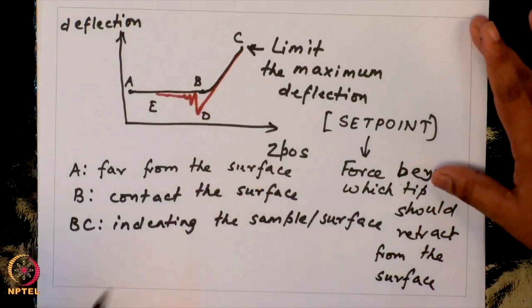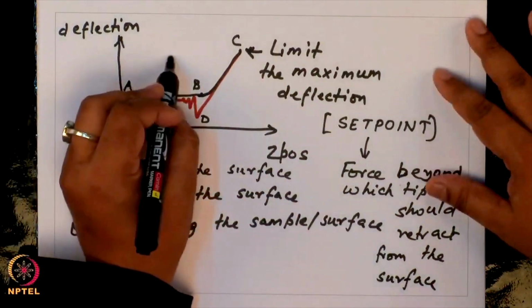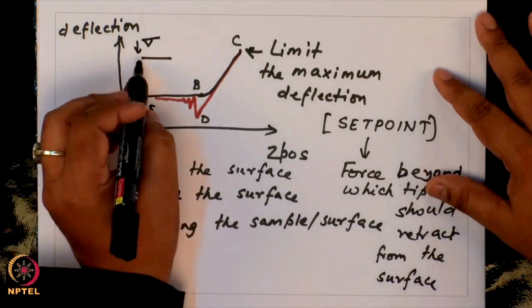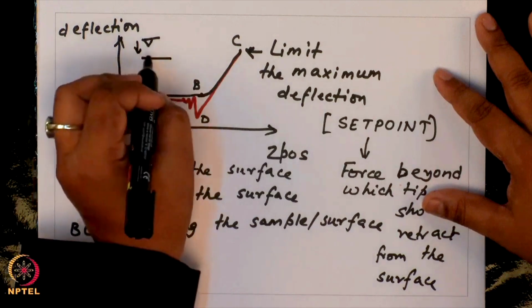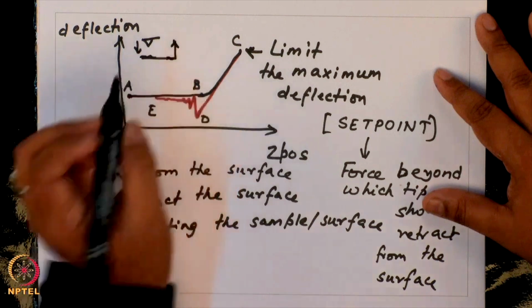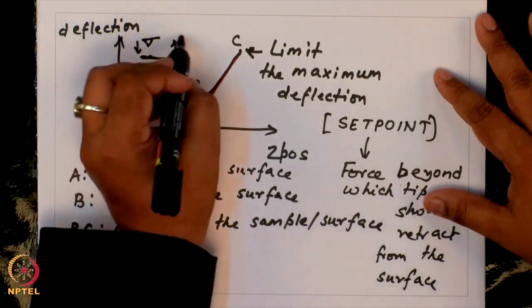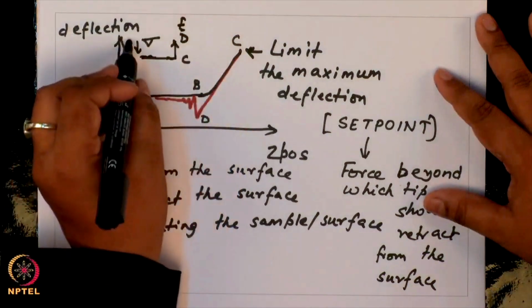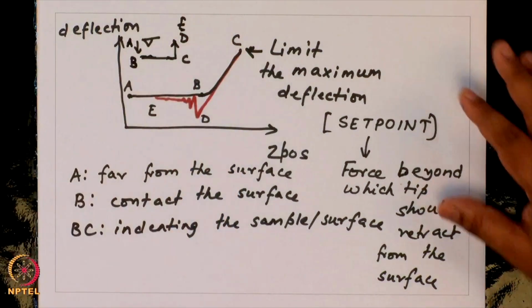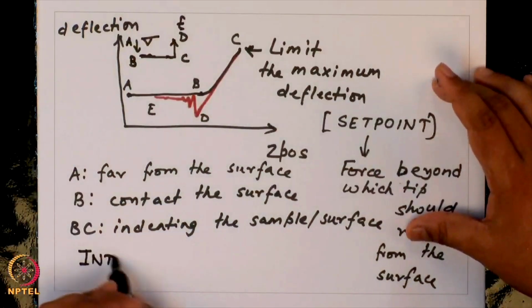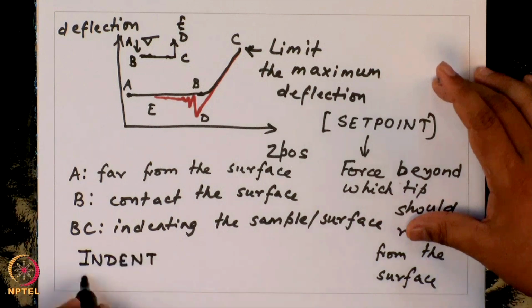So, from point C, if I were to draw, this is indentation. From point A to B you are here, and let us say this is your sample. At point C you are going up. C onwards, C, D, E will be points on the way up. A and B will be points on the way down. So, this is called the indentation cycle. You have two parts, indent and retract.